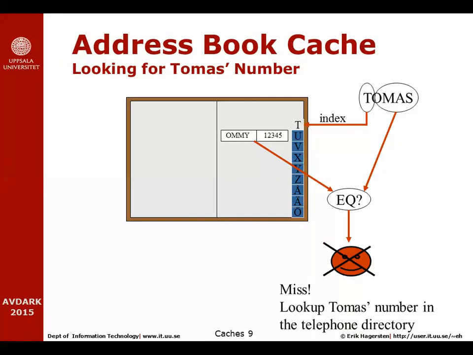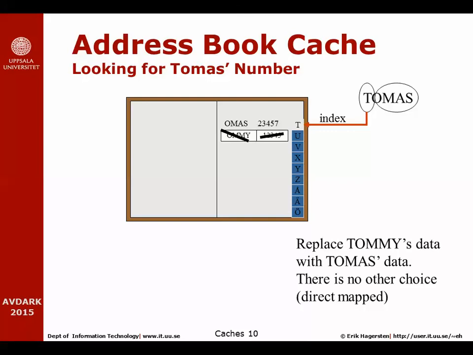If there is a miss, let's say you're looking for Tuomas's telephone number, you index to the same page, and then you determine that Omi is not equal to Omas, then you will have to go and look up the telephone number in the telephone directory or call an operator and so on. And once you got the new number, you may decide that it is more likely that you're going to call Tuomas in the future. So you're going to update your address book to store Omas's number and write it in there. This index function and these address books are something we've used for centuries.